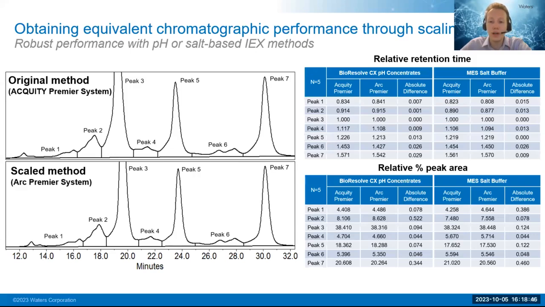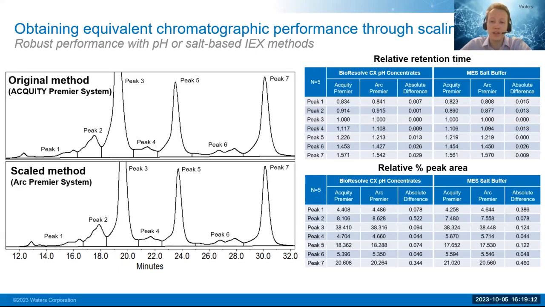Using peak 3 as the reference peak, the relative retention time was highly similar between systems and columns, with absolute differences below 0.03 for the scaled method. And similarly, the relative peak area percent was reproducible and stayed within 0.5% of the original method.